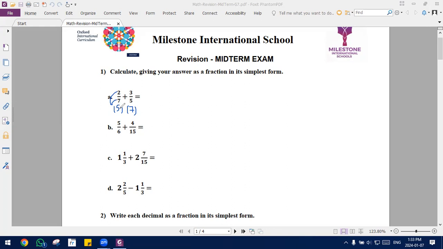Okay. 5 times 2, 10. 5 times 7, 35. Plus 7 times 3, 21. 7 times 5, 35. Now we add only the numerators since the denominators are the same. 10 and 21, 31 over 35. Now, can we simplify? No, it's already simplified. This is the simplest form.